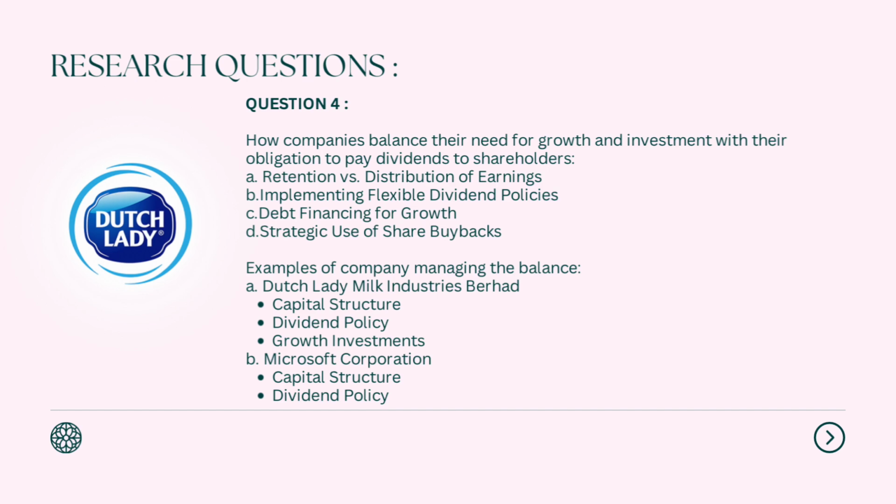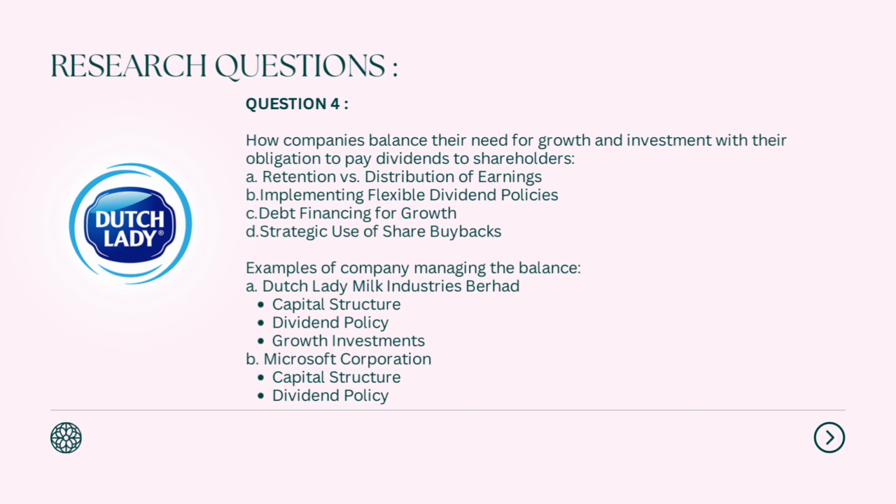Examples of companies managing the balance: first is the Lady Milk Industry Berhad. How they have structured their capital and dividend policy to achieve their goals. There are three factors, first is capital structure. The Lady Milk Industry Berhad reinvested significant funds into developing new manufacturing facilities while maintaining steady dividends. Second, dividend policy. Despite market challenges like rising milk prices and inflation, the Lady Milk Industry Berhad maintained a dividend payout of 50 cents per share in 2023. Third, growth investments. The company balanced shareholders' reward with strategic investment, ensuring long-term profitability.